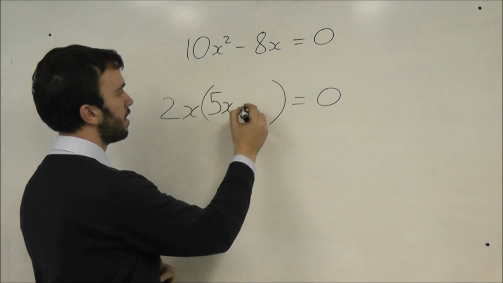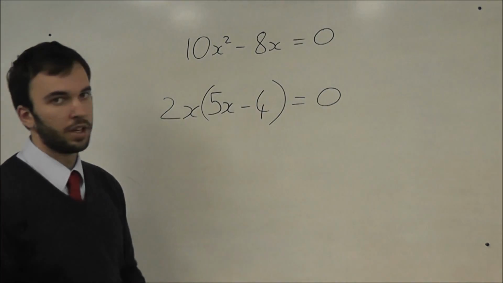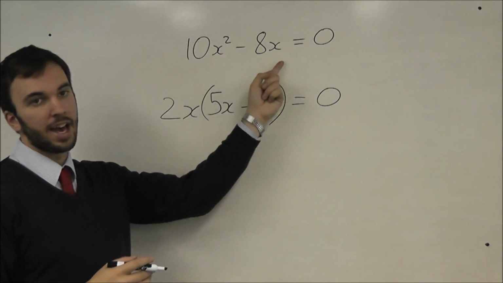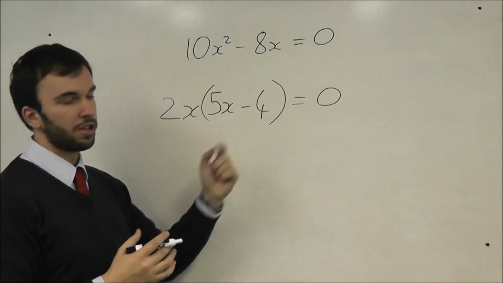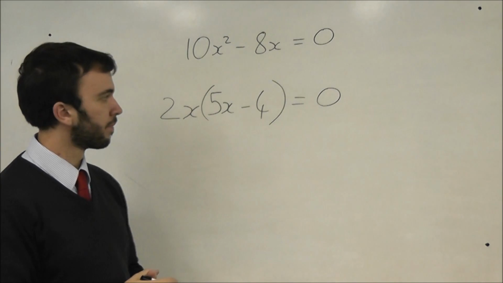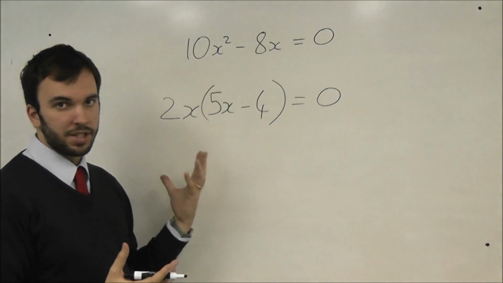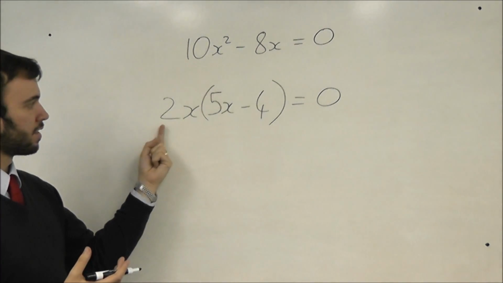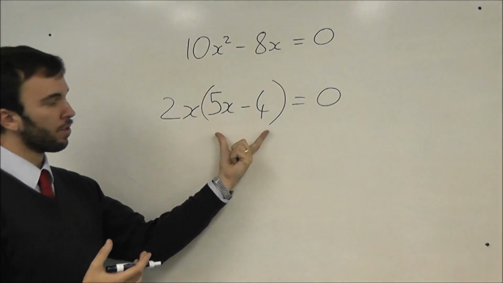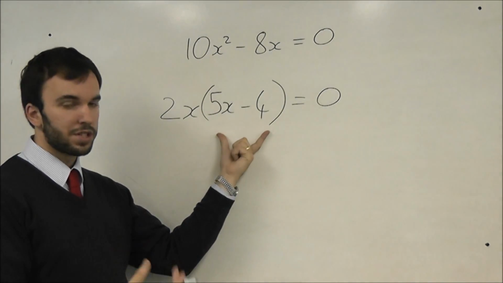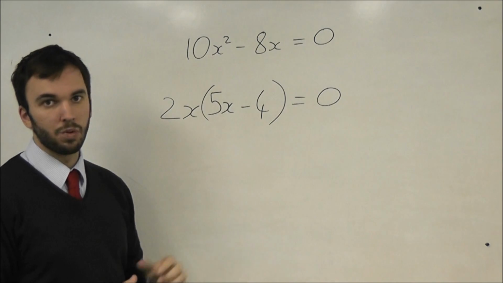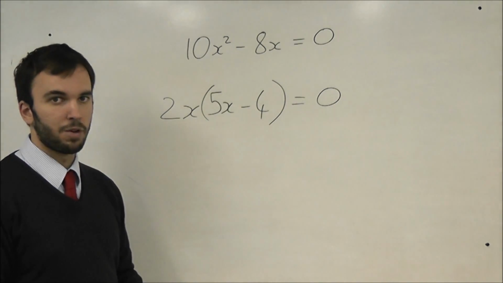And the answer is -4. And what do I multiply x by to get x? The answer is just 1, so I don't have to write anything there. Now you'll notice, once again, I have 2 factors. This time I have 2x, and I also have 5x minus 4. We do the same thing. We put each of those equal to 0 to solve our equation.